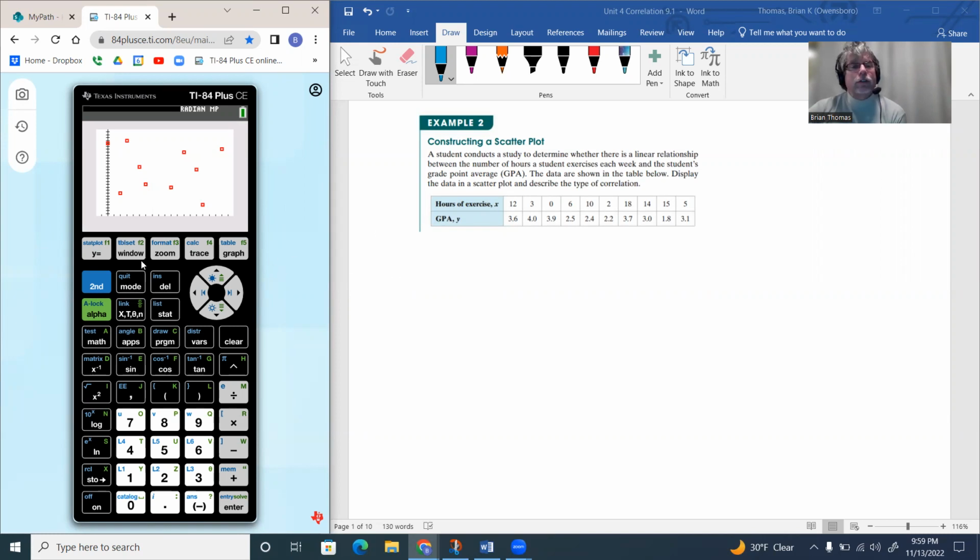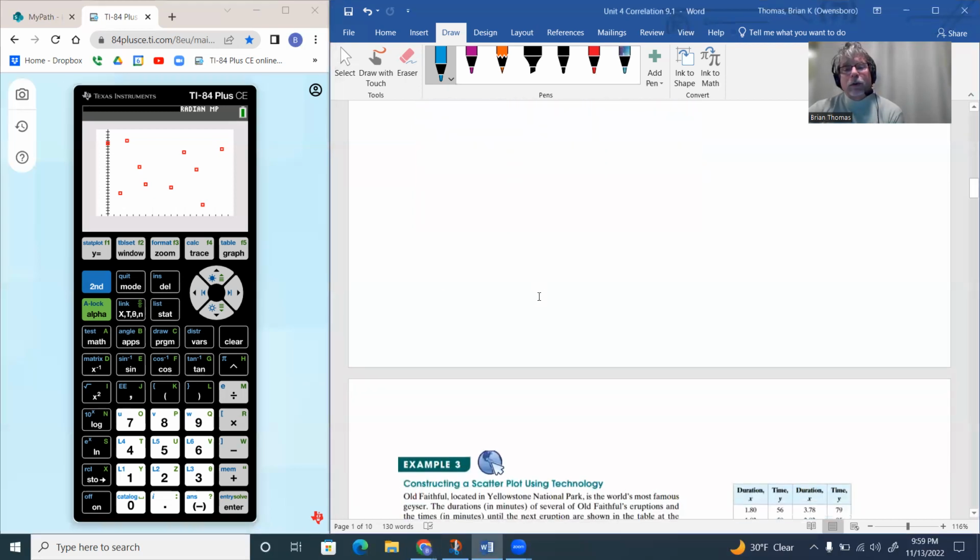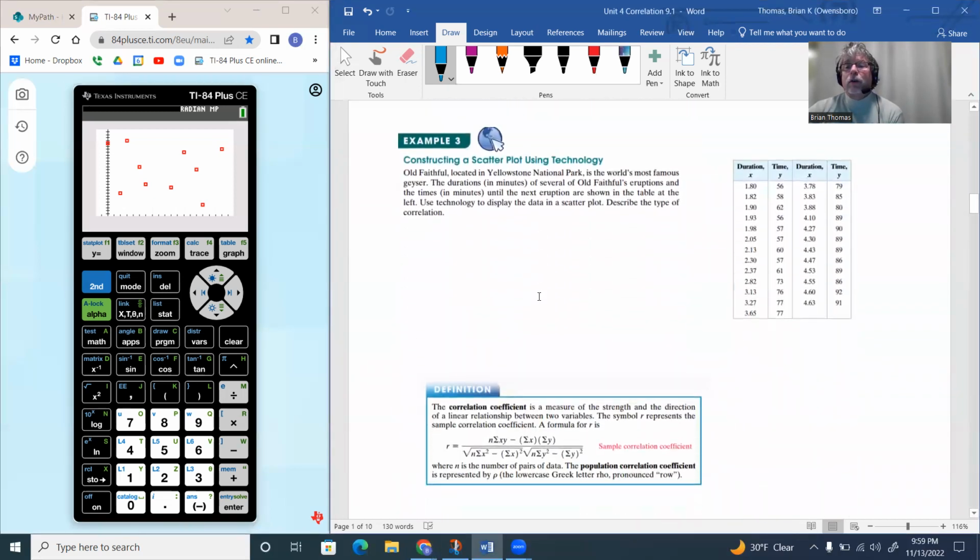So it's a little tricky. Like I said, you've got to pay attention. You can't have 2 stat plots on at one time. So that's why a lot of times we don't turn 2 on, just 1. But I didn't want to erase that data just yet. So I was kind of trying to hold off on that.